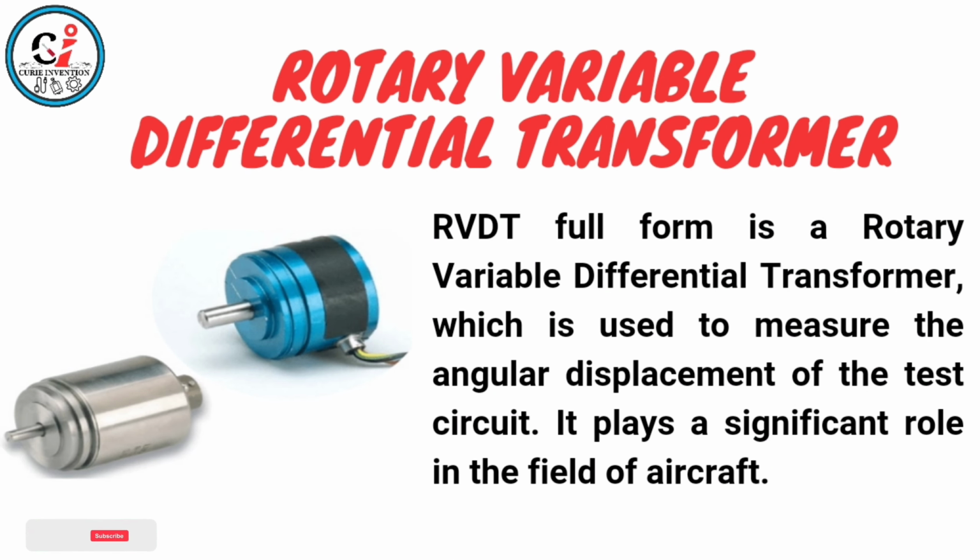Rotary variable differential transformer. RVDT full form is rotary variable differential transformer, which is used to measure the angular displacement of the test circuit. It plays a significant role in the field of aircraft.